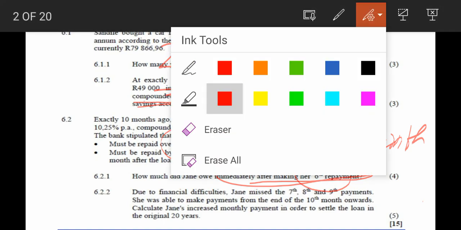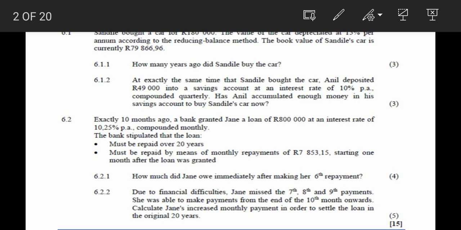Then let's check the last question. What does it say? It says due to financial difficulties. So we know this one. You might agree with the bank that you'll pay those amounts, but then there's a lot that could happen. You could lose your job. You could face other financial difficulties, unforeseen circumstances. So this is what we are told about here.